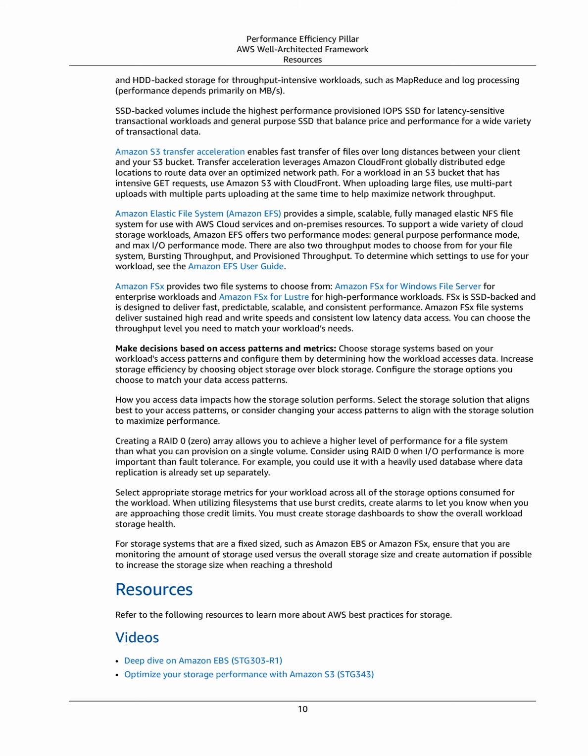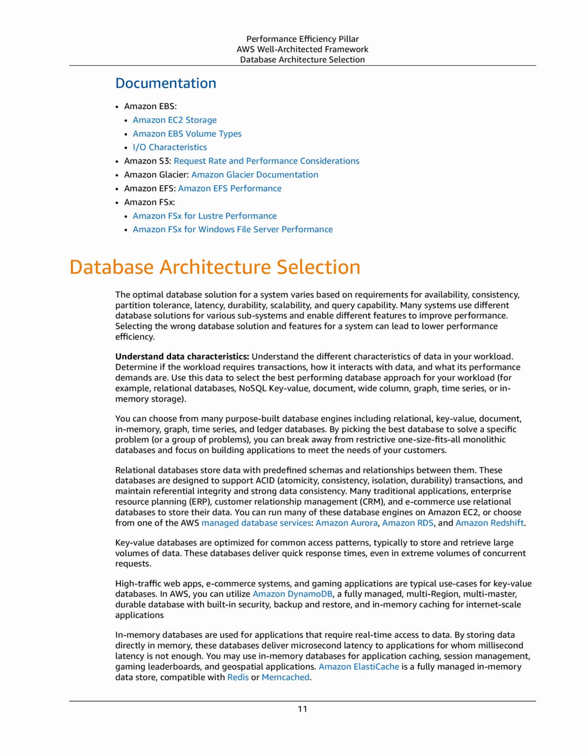Database architecture selection. The optimal database solution for a system varies based on requirements for availability, consistency, partition tolerance, latency, durability, scalability, and query capability. Many systems use different database solutions for various subsystems and enable different features to improve performance. Selecting the wrong database solution and features for a system can lead to lower performance efficiency.